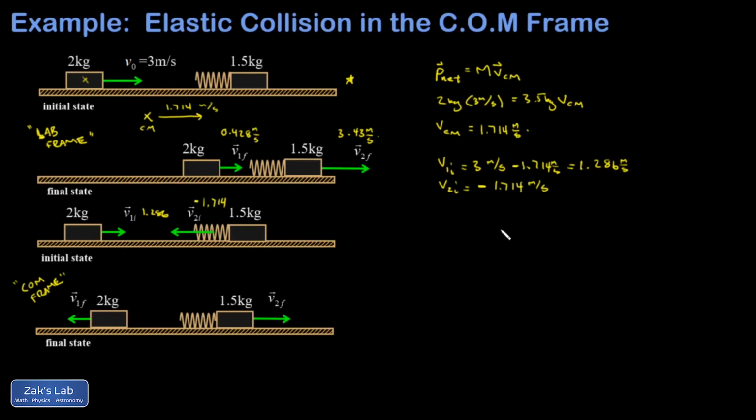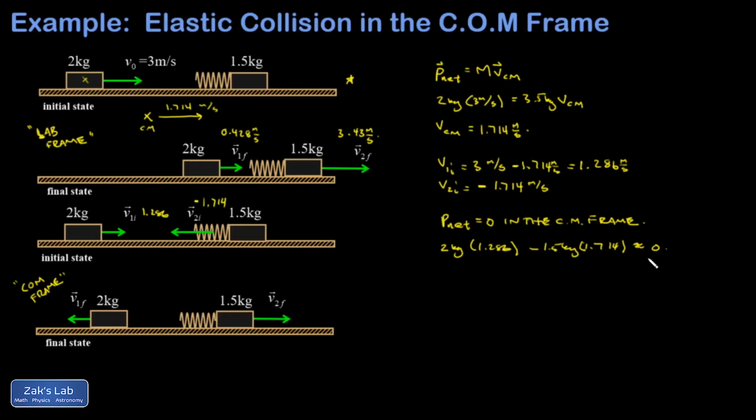Here's where the payoff comes. I know that the net momentum is 0 in the center of mass reference frame. I can verify that real quick. So in practice, you don't have to do that to solve problems, but just to verify it, I have 2 kilograms times 1.286 minus 1.5 kilograms times 1.714. And when I crunch those numbers, my calculator says 0.001. That's just a bit of rounding error. This is approximately equal to 0.